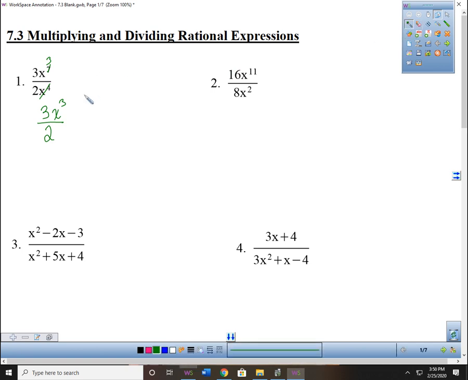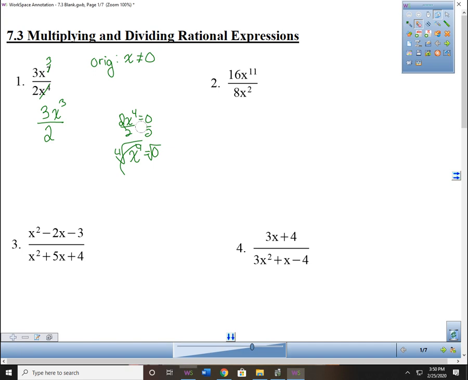Now, you have to think about what x cannot be. And when we talk about taking an original expression and simplifying it, then the domains for both of those have to be the same. So if I look at the bottom of my original one, I see that if I was to set 2x to the fourth equal to 0 and solve for x, I would divide by 2. So I get x to the fourth equals 0, and then I would take the fourth root, which would give me 0. So I know that x cannot be 0.